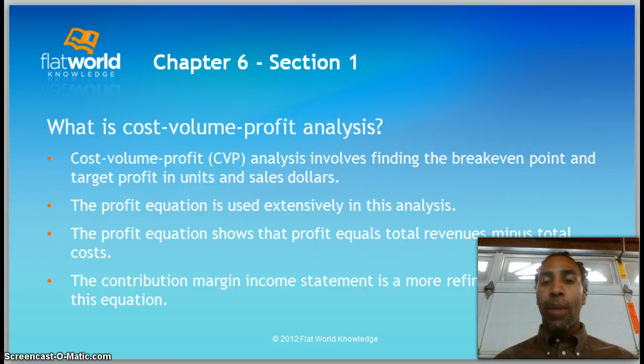Profit equation shows that profit equals total revenues minus total costs, right? So you see as throughout the chapters we split the costs up in form of variable costs and fixed costs, but if you're just saying costs, it's just costs. So revenues minus costs is going to be your profit.